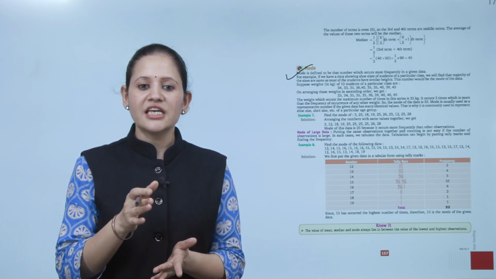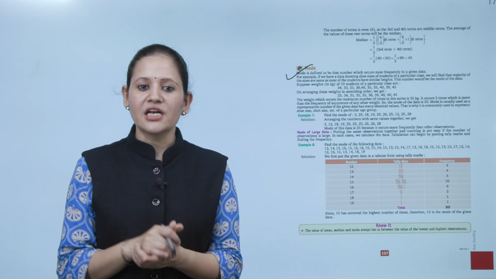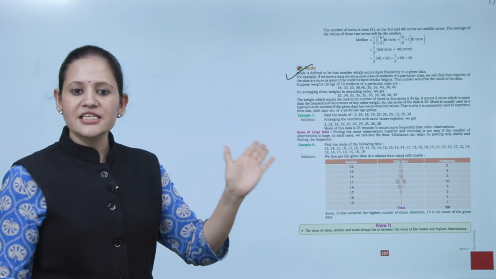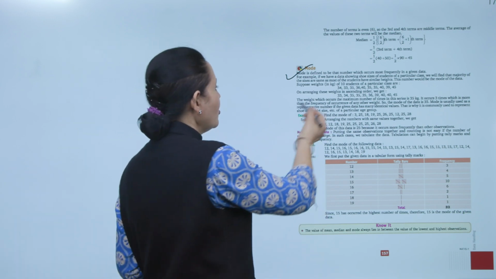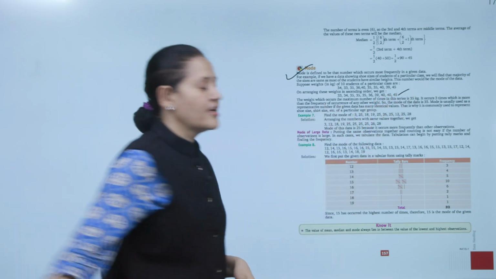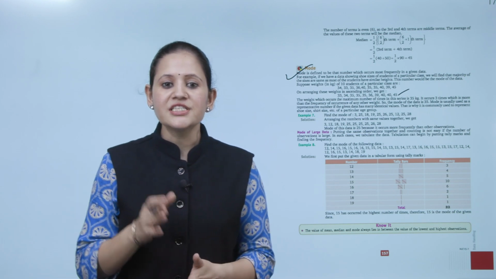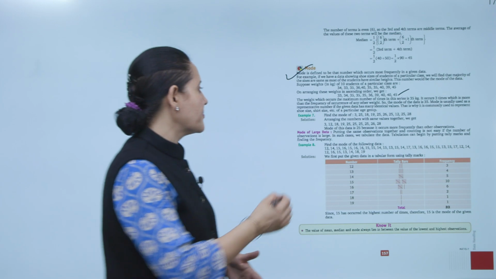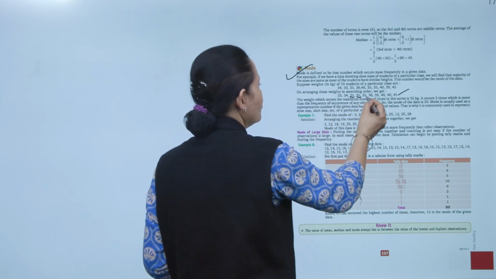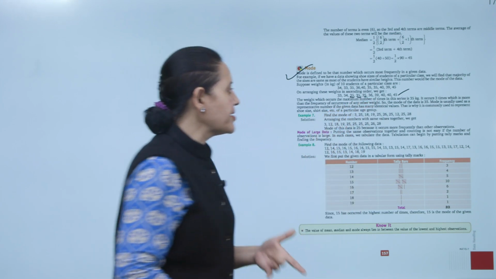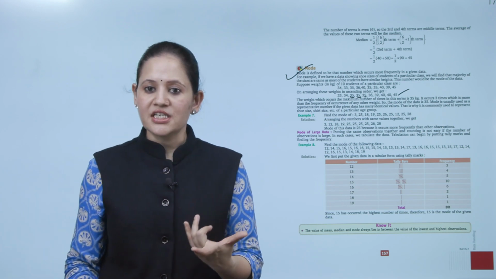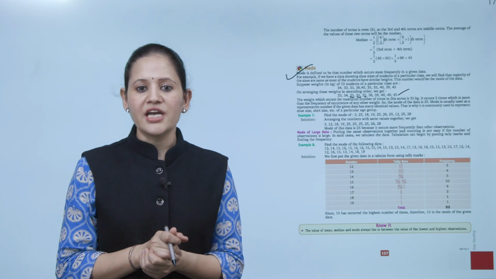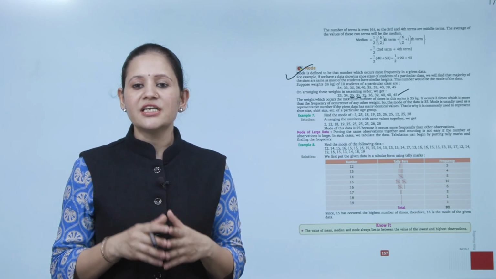Suppose the weights in kg of 10 students in a particular class are given here. So we'll arrange the weights in ascending order. So this is how we'll arrange. Now the weight which occurs the maximum number of times in the series is 35 kg. 1, 2, 3. So which occurs the maximum number of times? 35 kg. It occurs 3 times, which is more than the frequency of any other weight. So the mode of the data is 35.